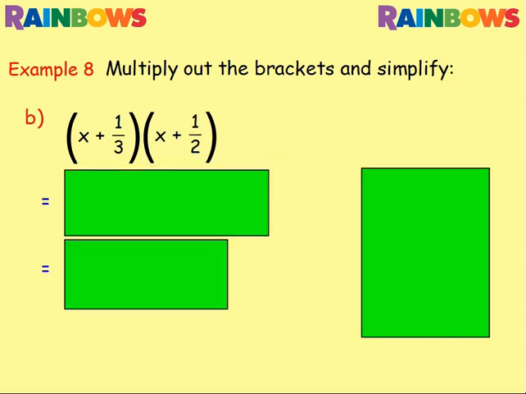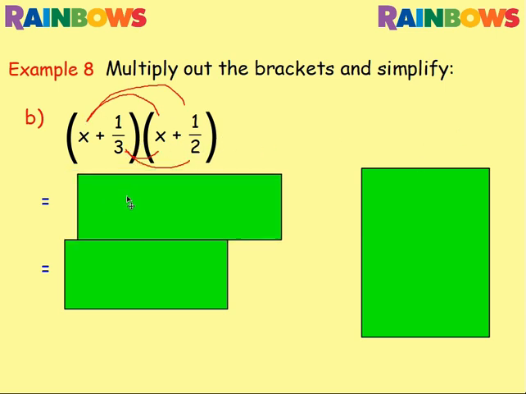Woo! With B, x plus 1/3 bracket x plus 1/2. So, how do you do this? Rainbows! You do indeed, yeah. So x times x, and then x times the half. Then the third times x, and then a third times 1/2.